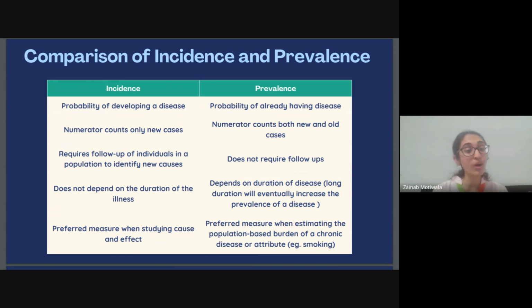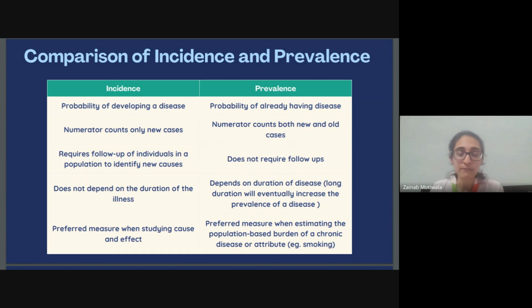Finally, what is the preference when measuring the burden of a chronic disease? Again, you all are right. You are right on all three polls. Even on this question, prevalence, yes. Whenever we're talking about a chronic disease or estimating the population burden, we look at prevalence. And incidence is more preferred when we're looking at the relation between cause and effect.